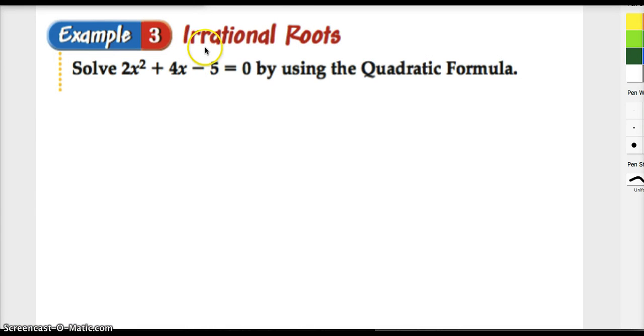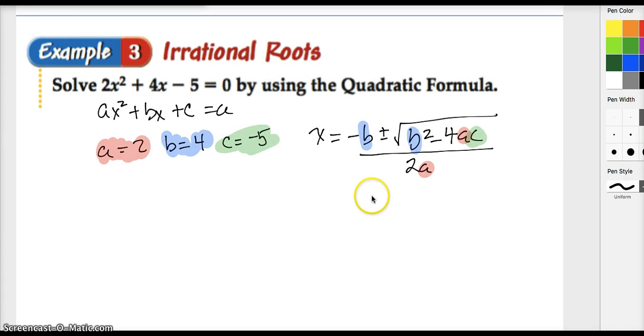Sometimes our answers can be irrational roots, numbers that don't work out nicely. We talked about irrationals last time as numbers that are sometimes radicals, or numbers whose decimals are neither terminating nor repeating. So let's get started. By now you've practiced and seen this enough, you know the drill. We're just going to plug everything in. This was already lined up nicely, so we're able to simply do what we need to do. I'm going to just substitute in my A, B, and C.